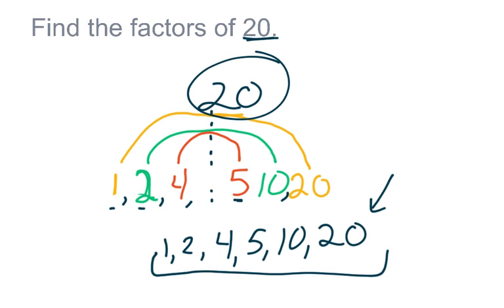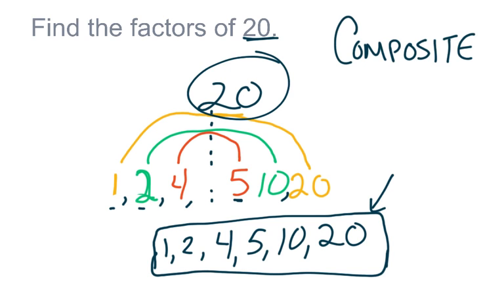So different numbers will have different numbers of factors. 20 had a good number of factors. 20 is what's called a composite number. Composite numbers have more than 2 unique or different factors. So I see 1, 2, 3, 4, 5, 6 unique or different numbers in my list. So that means 20 is a composite number.